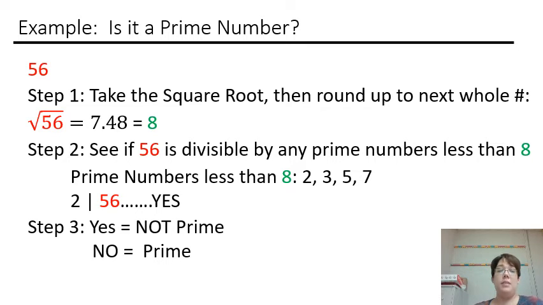Okay, so 56, if it's an even number, it's not going to be prime, because all even numbers are divisible by 2. So that was kind of 56. You didn't necessarily have to take all these steps, but now let's look at one that's a little bit harder to see.